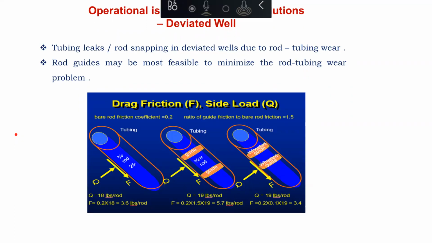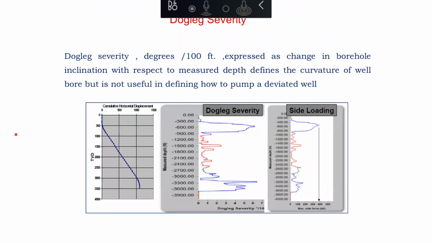You use a centralizer during drilling. When you drill your deviated well, you may use your centralizer, etc. Similar to that, you are going to use a guide rod or a wheel guide to centralize your sucker rod in a deviated well. That's how you are solving your deviation problem.